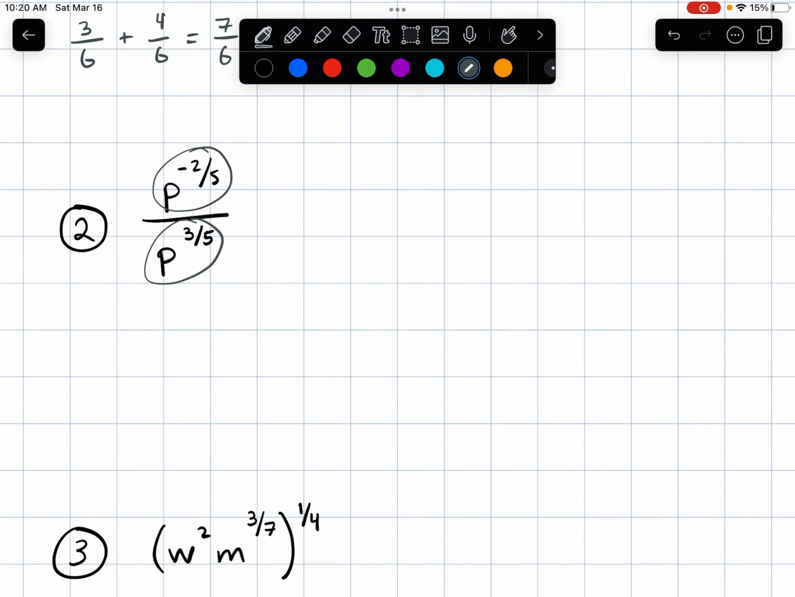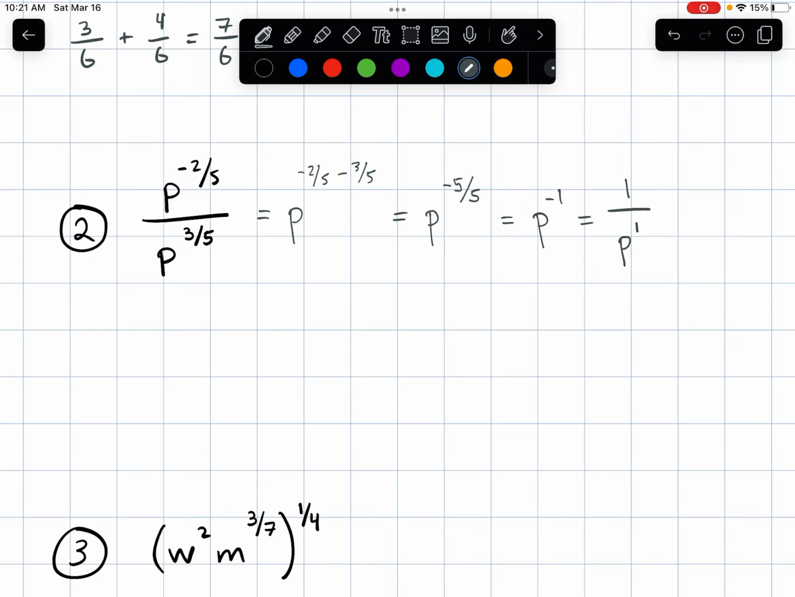Problem number 2. We see that we're dividing two powers. Whenever I divide powers, I subtract the exponents. So this is going to be the same thing as p to the negative 2/5 power minus 3/5 power. Luckily, we do have common denominators, so I know that negative 2 minus 3 is negative 5. So that gives me p to the negative 5/5 power. That does reduce. That's just p to the negative first power. And then we want to make that a positive, so I'm going to move this to the denominator. So 1 over p to the first power. Again, you don't even need that 1 there, so let's just do 1 over p.